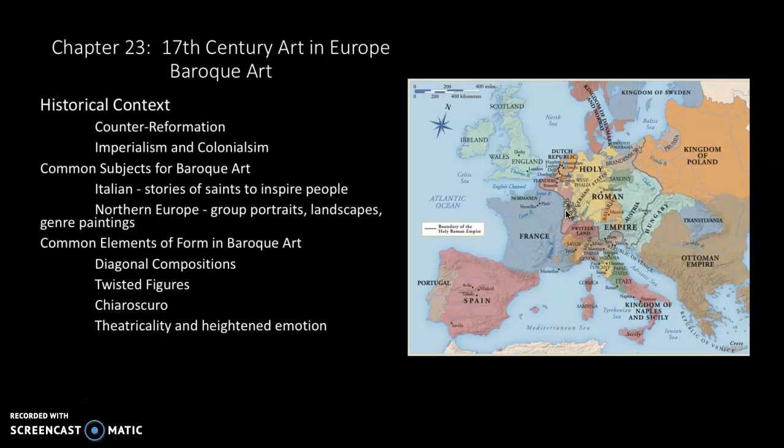In terms of the common elements of form in Baroque art, and I will emphasize here, these elements really focus specifically on Italian Baroque art, where we will see these really complex compositions with twisted and dynamic figures. We'll also see this sense of drama, the heightened emotion that also goes along with chiaroscuro, which means light, dark in Italian. And that is the dramatic contrast between very dark shadows and very bright highlights.